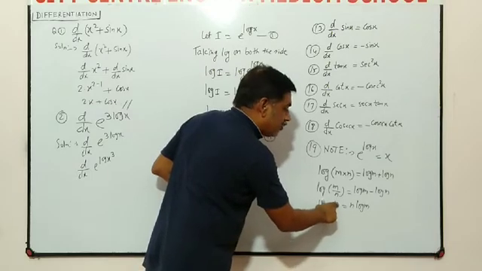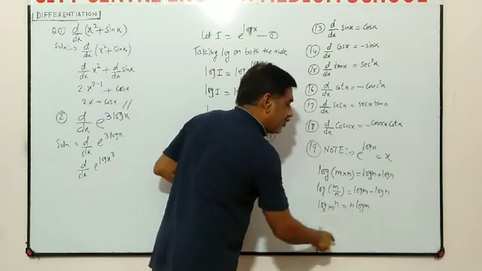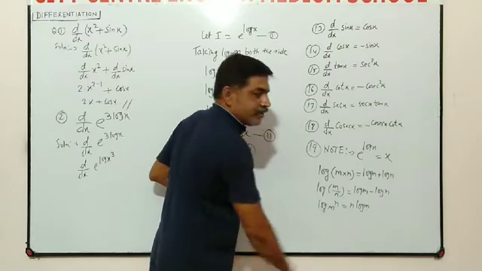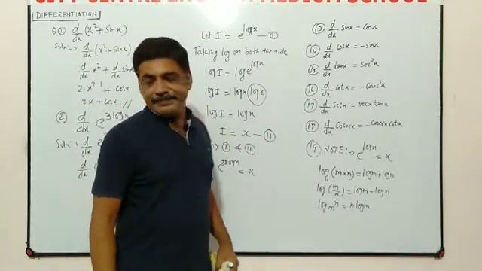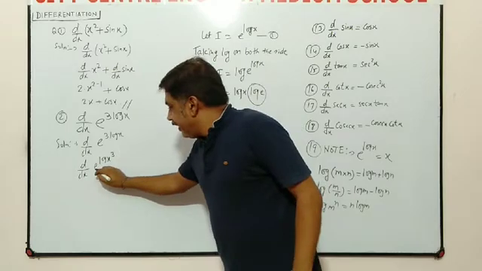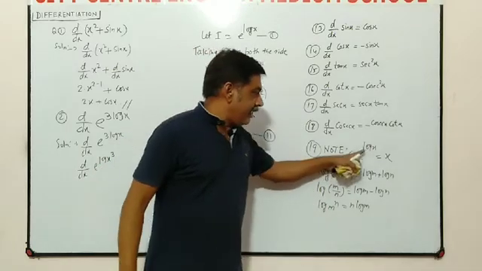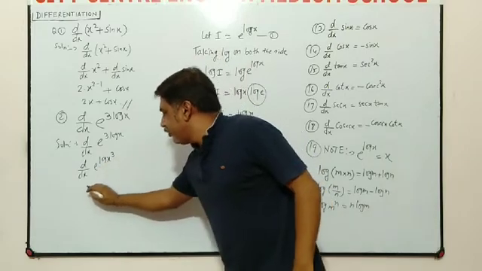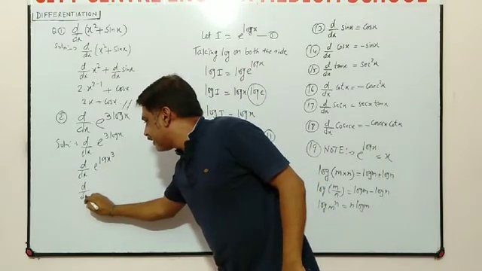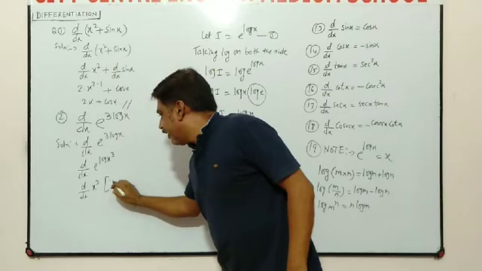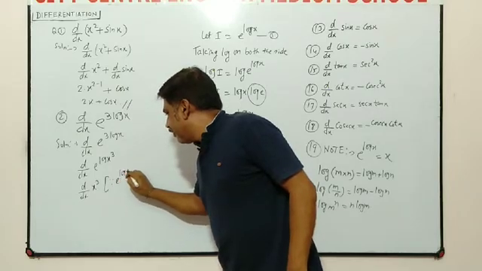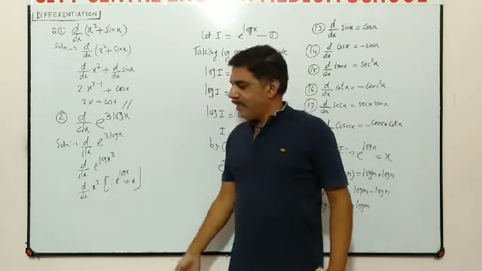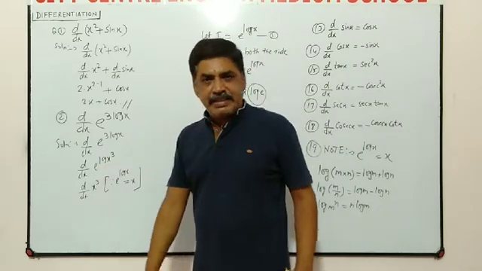Log m raised to n: we can write n log m as log m raised to n. Clear? Now e raised to log x is equal to x. So e raised to log x cube is equal to x cube. You can mention that e raised to log x is always equal to x. Now we can easily differentiate.